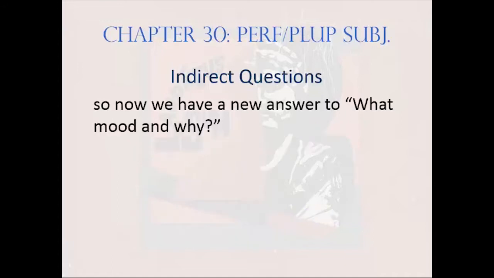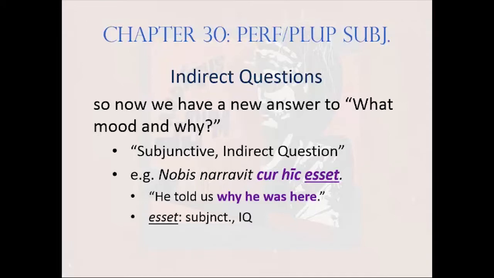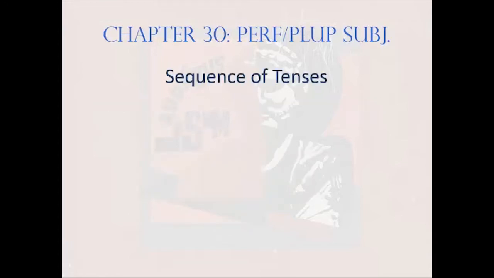The upshot of all this is we now have a new answer to what mood and why. Subjunctive, indirect question. So with a sentence like, Nobis narravit cur hic esset, meaning he told us why he was here, if I were to underline esset and ask you what mood it is and why, what would your answer be? Subjunctive, indirect question.